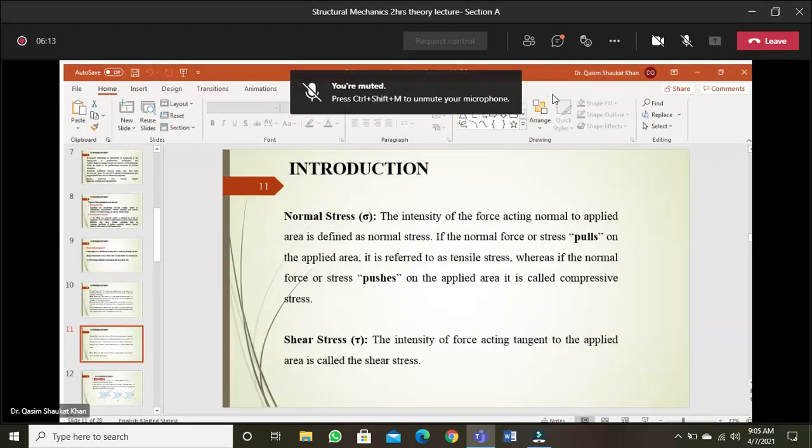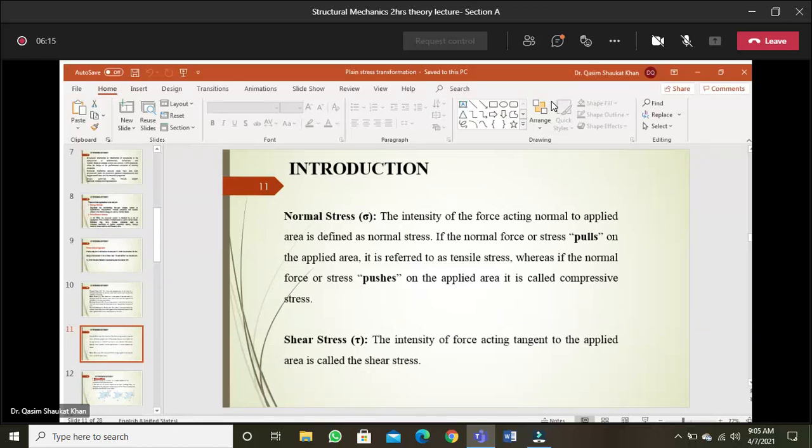So last time we studied the introduction of the subject. We studied the CLOs, PLOs. We studied general terms like different types of forces, normal forces, shear forces, bending moment, torsion. Now today we will start with the stresses.